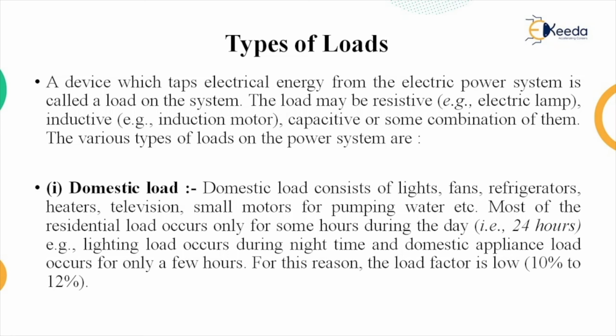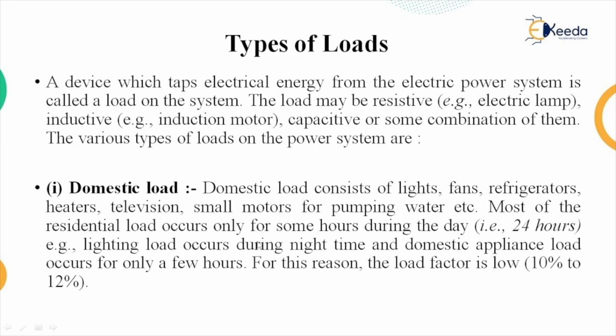The various types of load on the power systems, the loads can be classified as, first, the domestic load. The domestic load consists of lights, fans, refrigerators, heaters, television, small motors for pumping water, that is single phase motor. Most of the residential load occurs. So these are the examples of domestic load.